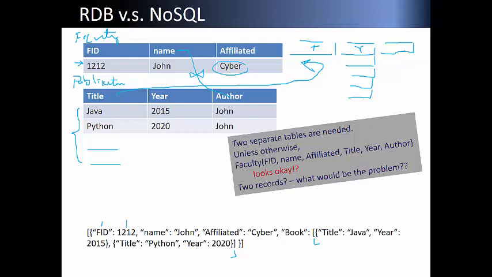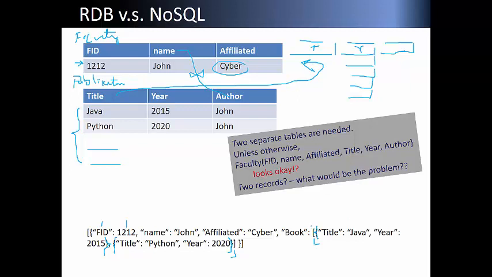Book is a list of dictionaries. The first dictionary in that list is from here, there. The second dictionary in that list is from here and there. So the first dictionary: title Java, year 2015. That's the first element in an array.